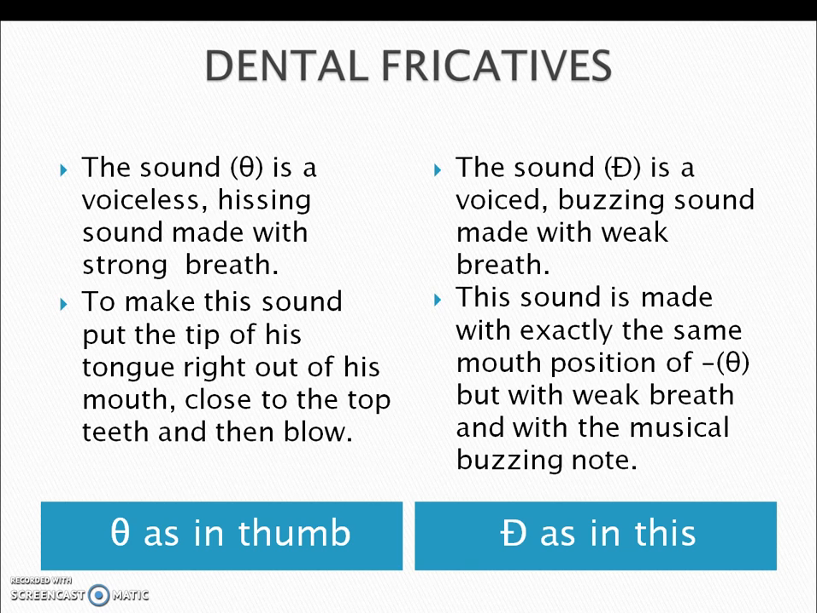The sound th is a voiceless, hissing sound made with a strong breath. To make this sound, put the tip of the tongue slightly out of your mouth, close to the top teeth, and then blow.